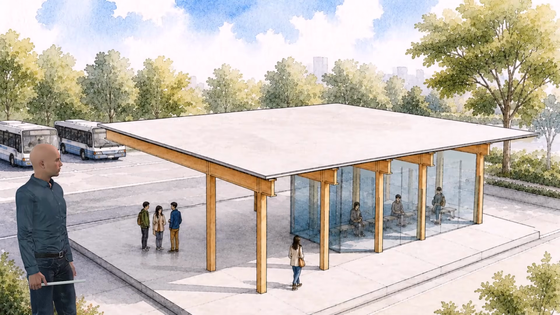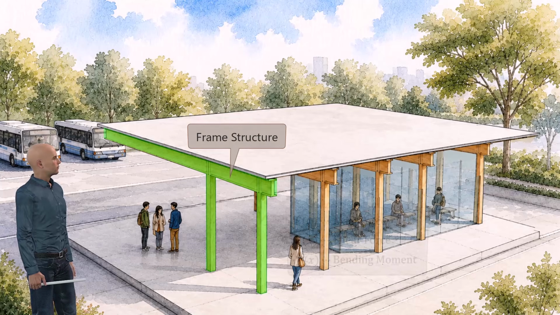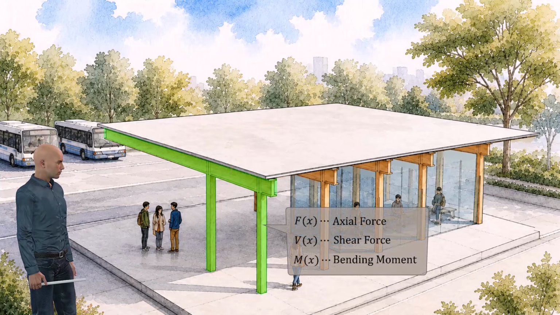Suppose we have a bus terminal that needs to be designed. As with any structural system, the design process requires us to determine the internal forces in the structural members, and then design those members according to the applicable design standards. For each structural member, the important internal forces may include axial force, shear force, and bending moment. We can determine these forces by analyzing the structure under the loads that act on it.